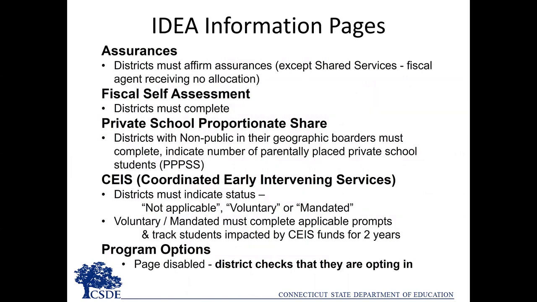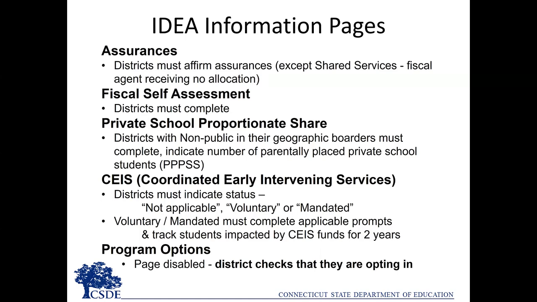The assurances section is where districts must affirm assurances, meaning you're going to go through and look at all these pieces. Except for shared services, which is a fiscal agent and does not receive any allocations, all districts are going to be doing this piece. Same with your fiscal self-assessment.